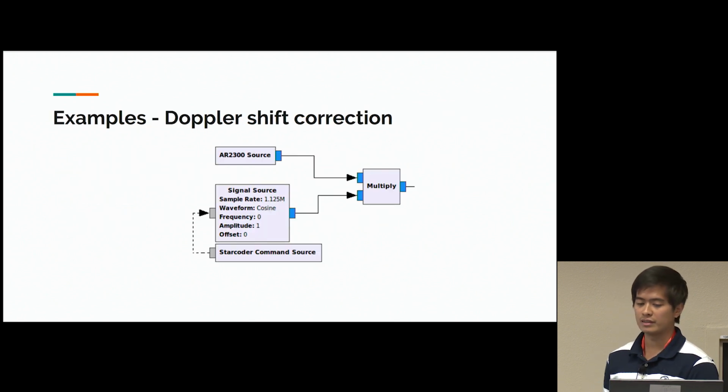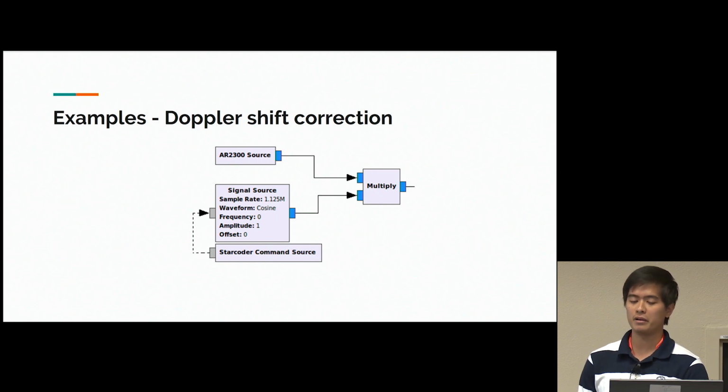Here are some real examples of how we're using Starcoder. So the first one is Doppler shift correction. So satellites are not stationary. When a satellite is moving towards a ground station at high speed, the frequency perceived by the ground station is higher. And when a satellite is moving away, the frequency perceived is lower. We all know this is called the Doppler effect.